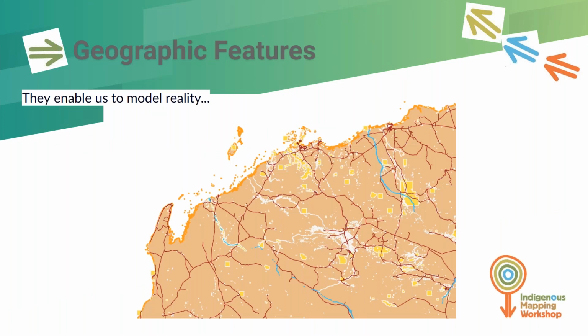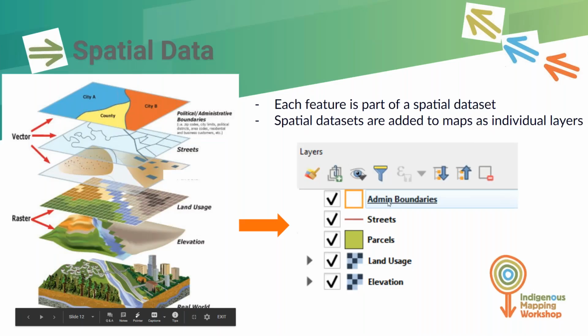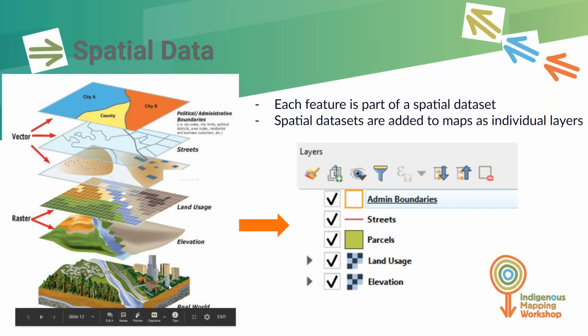But spatial data basically is a representation of geographic and human features. So they enable us, as you can see there, to model reality. And that's a portion of the WA coastline. Spatial data is a representation of the real world. So you can see in the image on the left, we have the real world down the bottom.